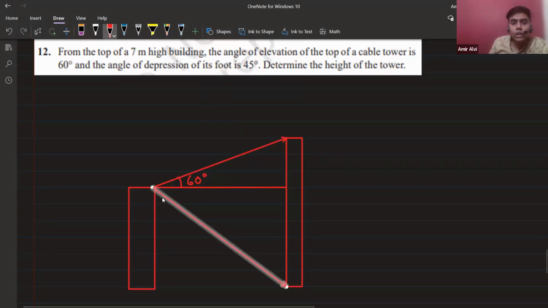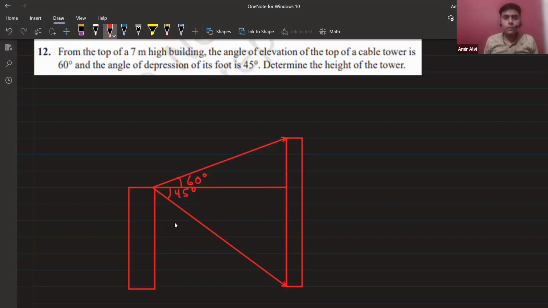So now tell me, will 45 be taken here or here? With respect to the building or with respect to the horizontal line? Sir, with respect to the horizontal line. Okay, horizontal. I've told you in the starting, the horizontal line, 45 degree. Okay, clear?